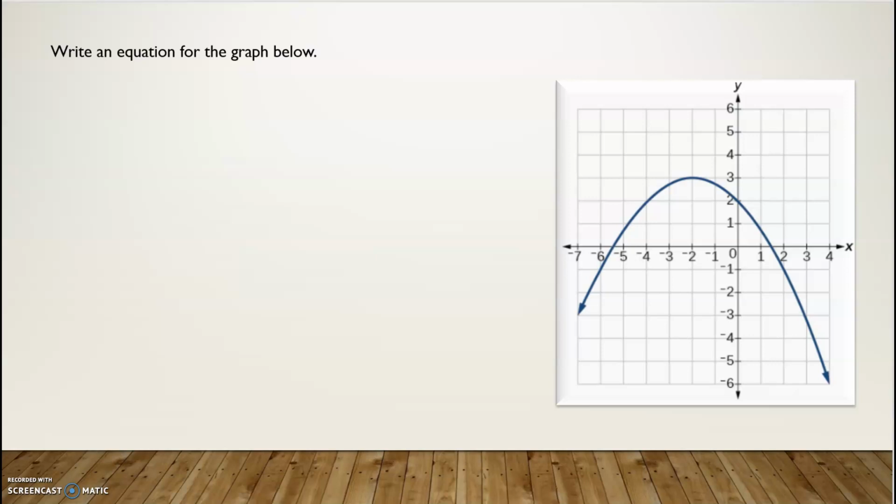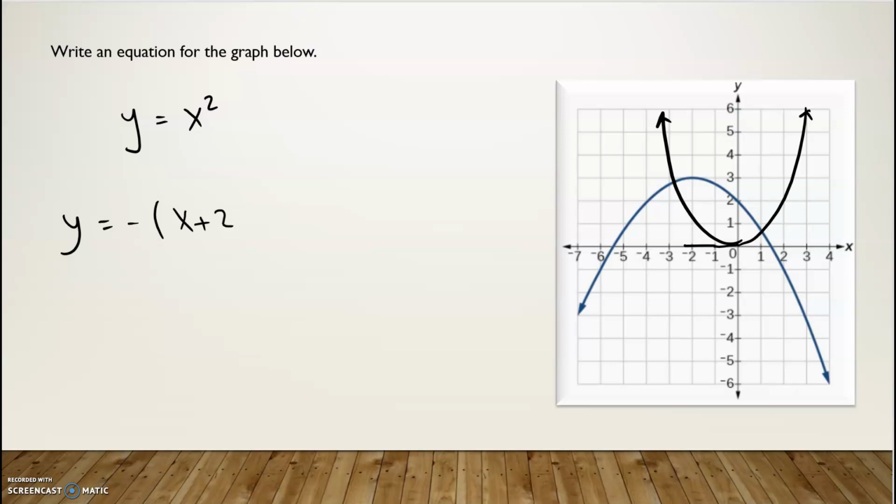All right, this is part 4 of section 5.1. We're going to write an equation for this graph right here. So we already know from the last videos that x squared starts about here, at the origin. Now this one is going the opposite direction, so we know that we're going to have a negative in front, and it's also moved, looks like 2 units to the left. So it'll be x plus 2, and then it is moved 1, 2, 3 units up.